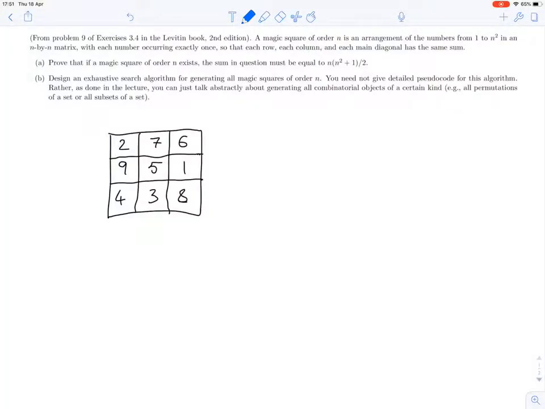Okay, so this is a question about magic squares. So let's start by talking about what a magic square is. I've drawn a magic square of order n equals 3. So this is an n equals 3 magic square.